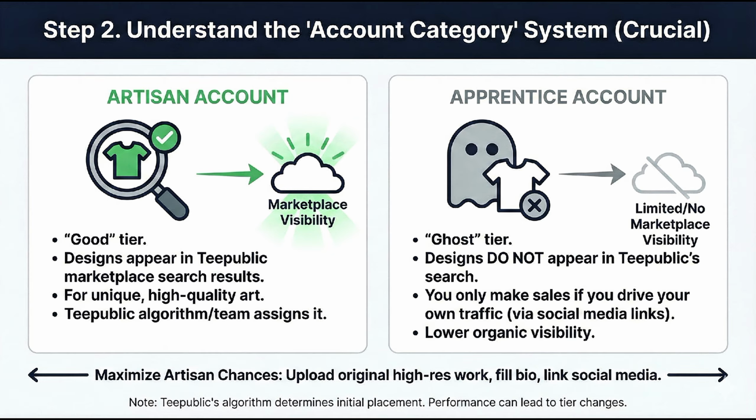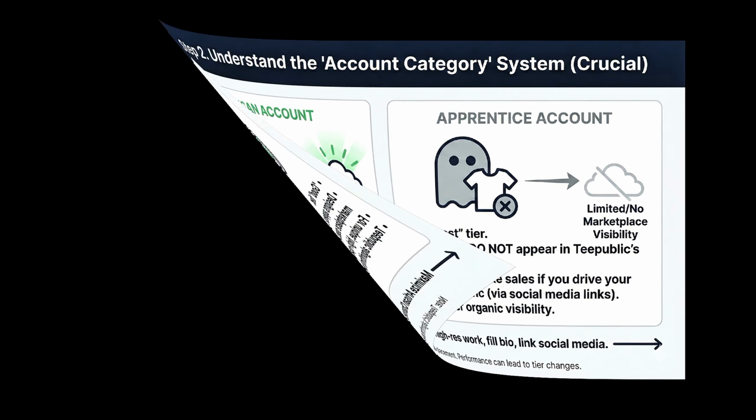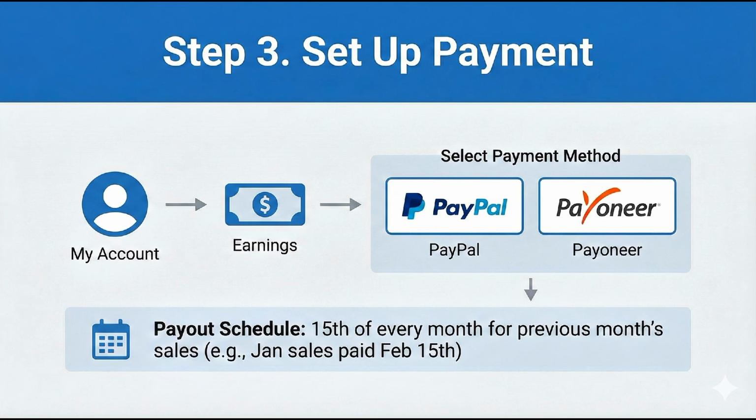Since you can't manually apply for artisan, you need to prove you're legit right away. Upload high-res, original work. No low-effort AI dumps. And make sure you fill out that bio and link your social media immediately. All right, let's get you ready to get paid.